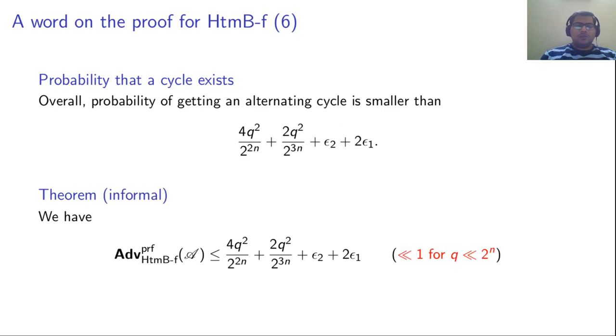And the informal theorem is something like this. The advantage is bounded by q square by 2 to the 2n, assuming epsilon 2 and epsilon 1 are of the same order, and it can be easily verified that this is less than 1 for q less than 2 to the n.